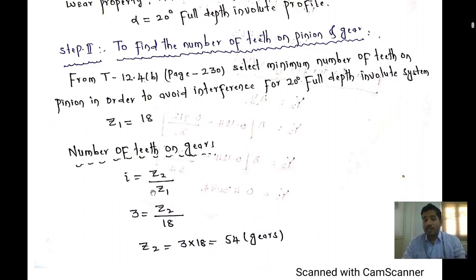We can refer from page number 230, table 12.4b. So from that we take the Z1 value as 18. If you take 18 and cross multiply 18 into 3, you will get 54. So Z2, the number of teeth on the gear, is 54. The number of teeth on the pinion is 18. I hope you understood.